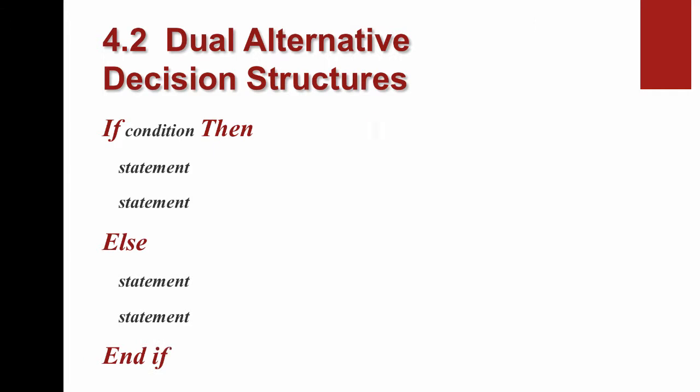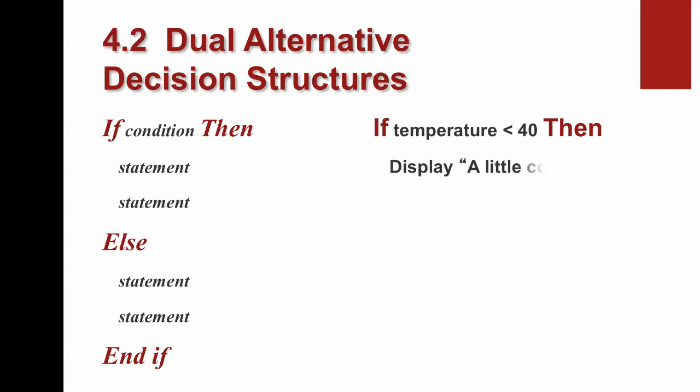So let's give an example of that. If the temperature is less than 40, then, so we're assuming that if it's 35 and that condition is true, we're going to do what follows the then. So there's our two statements, and it'll execute there. Now, if it executes the then, it automatically drops out to the end if. It does not go to the else.